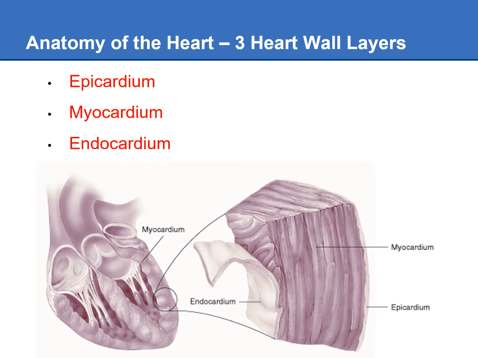The thickest part of the heart wall is the myocardium. So remember, myo means muscle. And we're going to be spending all of our time looking at the myocardium because that's what's going to be contracting and pumping the blood. And then the inner layer of the heart wall is called the endocardium. So the endocardium is made out of epithelial tissue.